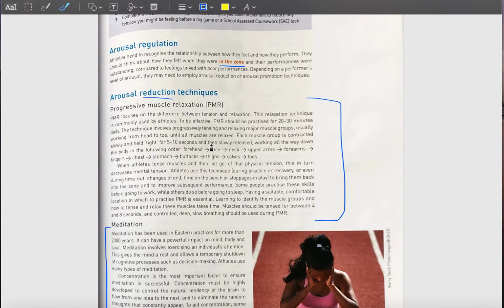Then they move to their face, their neck, their upper arms, their forearms. Some athletes will move the other way. They'll go from toes all the way up to the head. And by tensing and relaxing, you release pressure and you reduce arousal levels.